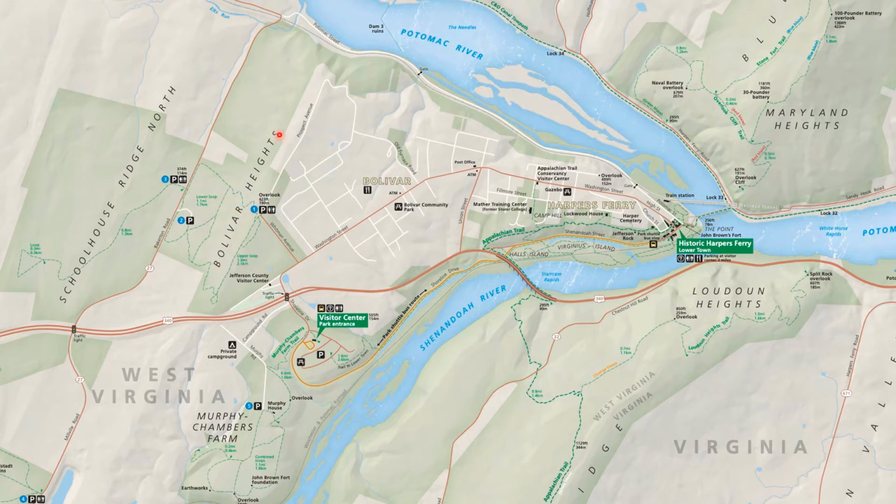As he is defending Bolivar Heights right here, and Jackson is here on Schoolhouse Ridge. Bolivar Heights was 200 feet higher than Schoolhouse Ridge. Miles had the high ground. That was a distinct advantage.